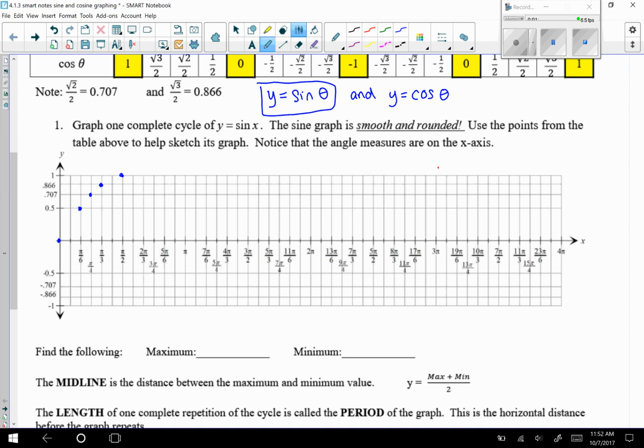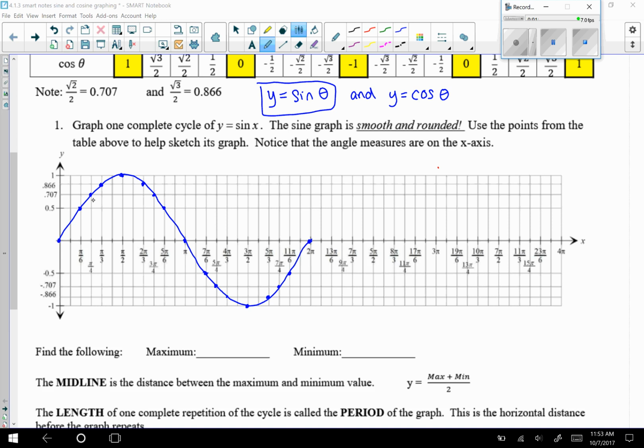2 pi over 3 would be root 3 over 2, then root 2 over 2, 1/2. The sine of pi is 0. At 7 pi over 6 we have negative 1/2, negative root 2 over 2, negative root 3 over 2, negative 1, negative root 3 over 2, negative root 2 over 2, negative 1/2, and back to 0. So connect those points with a smooth and rounded curve. That gives us our first wave of our sine graph.